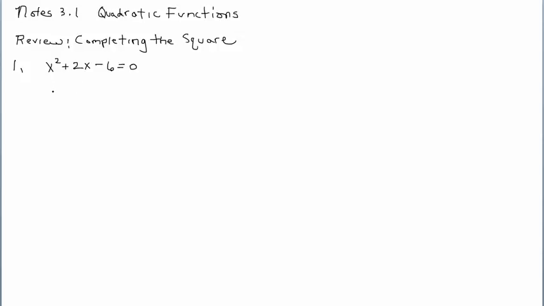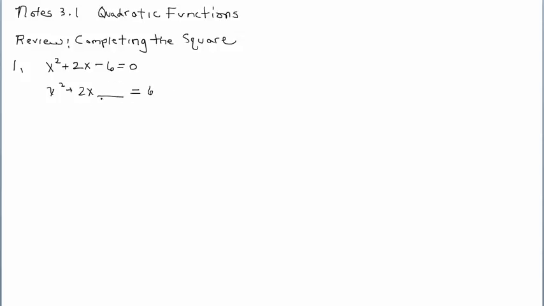Alright, here's our first quadratic equation. It's in general form, meaning it's solved for 0, 0's on one side of the equation. So when this equation is in general form, we can complete the square. Our first step is to move the constant to the other side, leaving the variable terms on the left. We left a blank, so we're going to add 6 to both sides.